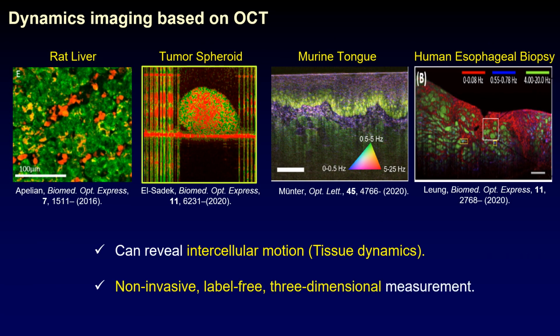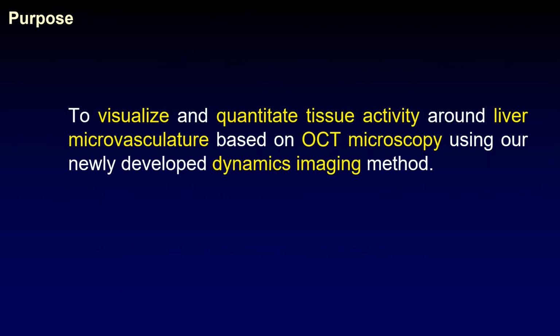Recently, several groups, including ours, have demonstrated and validated tissue dynamics imaging based on OCT that can reveal intracellular motion, and this method is non-invasive, label-free, and can provide three-dimensional tissue dynamics. The details of the method I am going to explain in the latter part of my talk. So our purpose in this research is to visualize and quantitate liver microvasculature dynamics using OCT microscopy based dynamics imaging method.